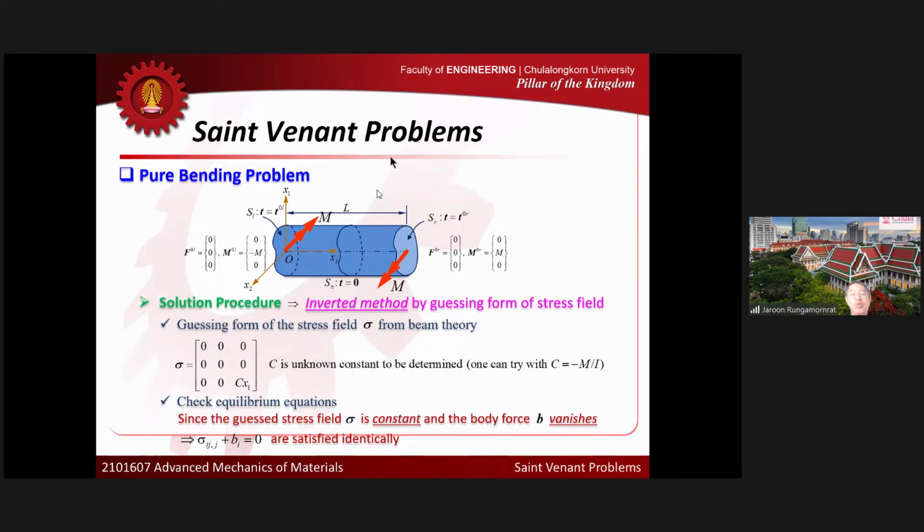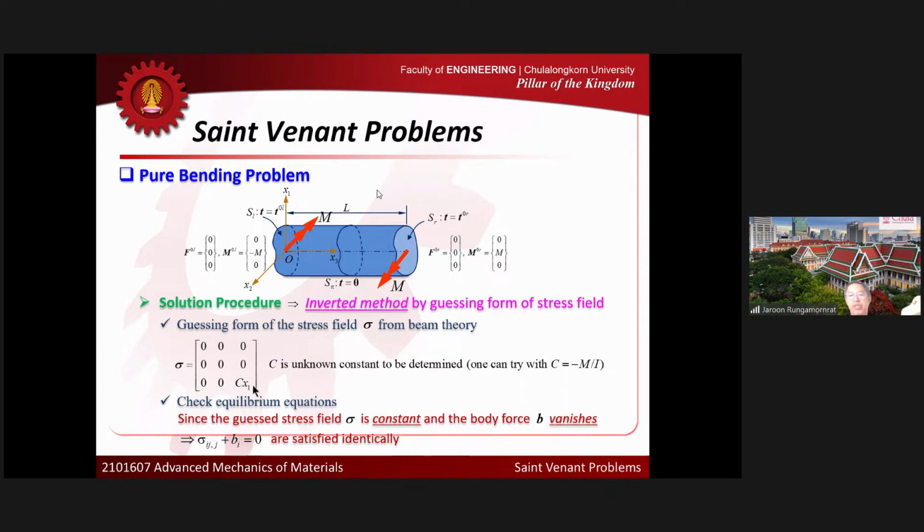Okay, there's a question from your friend. Why don't we include the other linear term for sigma 3? That's the question from your friend. The first thing that I would like to emphasize is that this is the part that I guess. The thing that I guess here may be wrong. It depends on your experience.